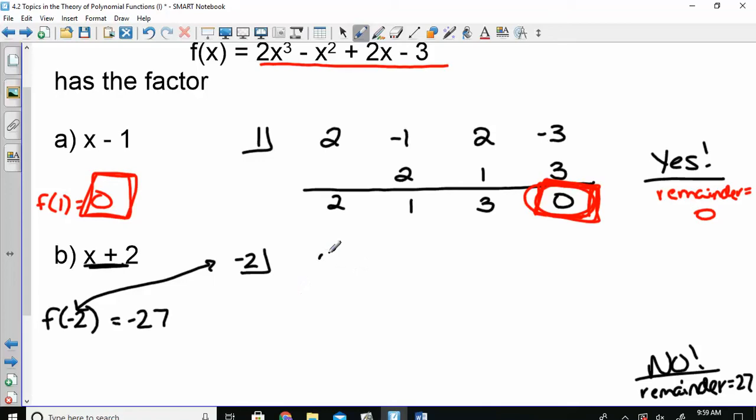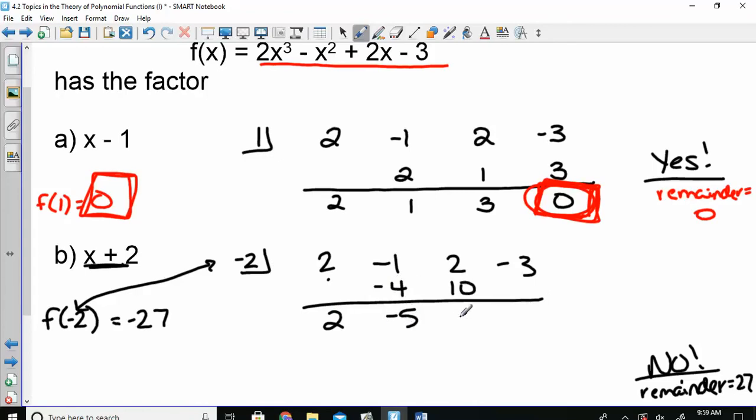So the number you plug in and the number you put in the box are the same. You wouldn't have to do both of these, you just pick one. But I'm just showing you that they are the same. We again get right here a remainder of negative 27. So there's a shortcut. If you don't need the full division, if you just want to know if it's a factor, you could just plug in the 0.